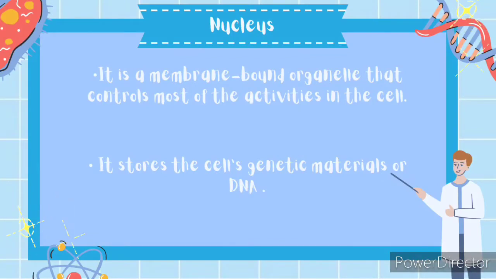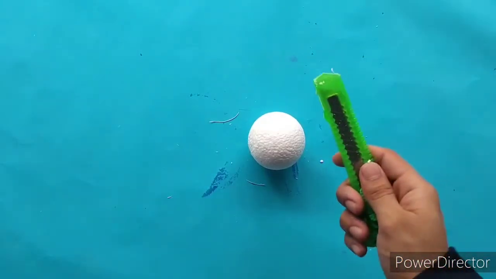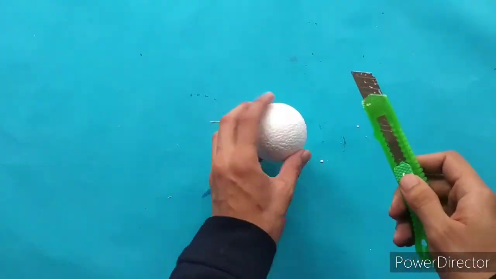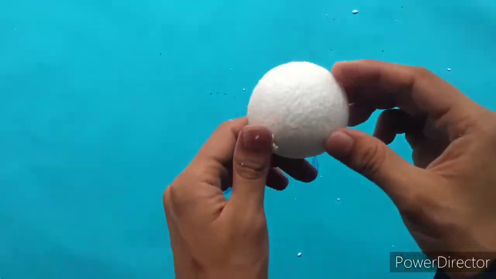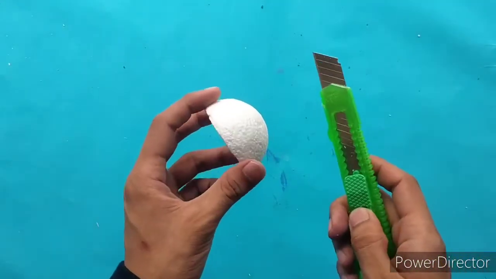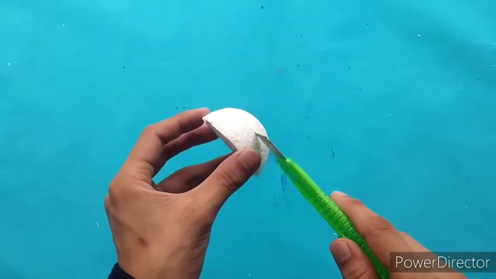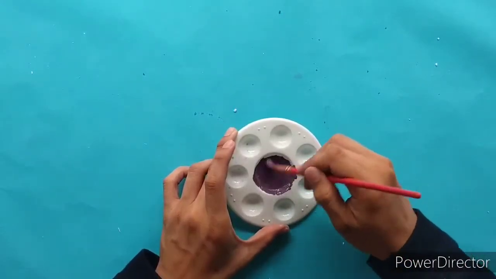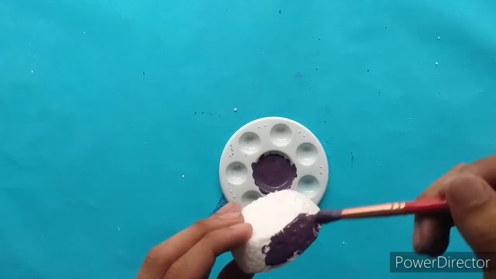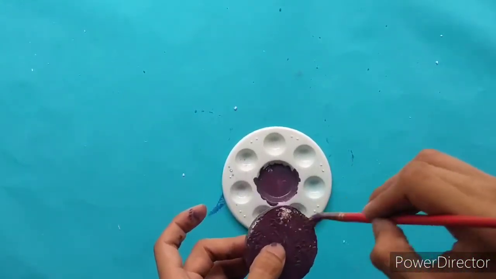Nucleus. It is a membrane-bound organelle that controls most of the activities in the cell. It stores the cell's genetic material, or DNA. For your nucleus, using your cutter, cut the styrofoam ball in half. After this, using your cutter, cut the bottom part of the styrofoam ball. Be sure to keep it because we will use it later. After this, paint the styrofoam ball with any color you like. In my case, I'll be using purple, or you can call it violet.